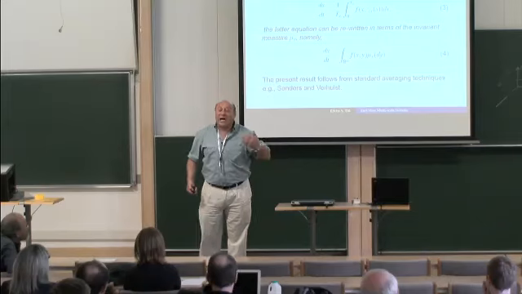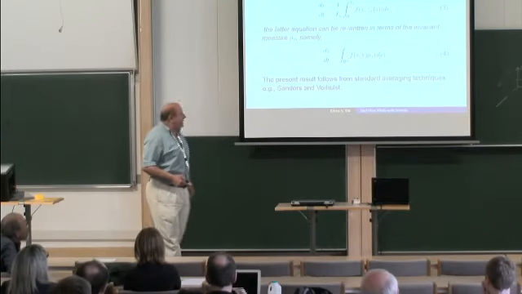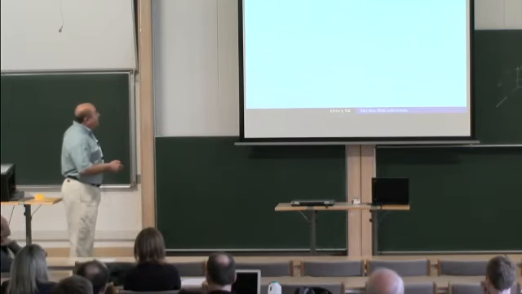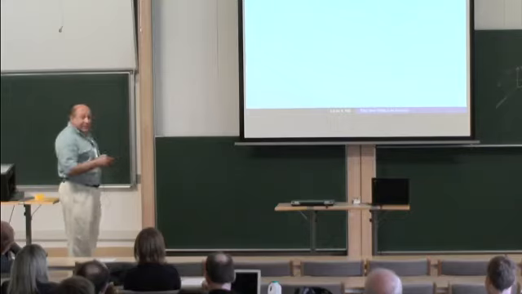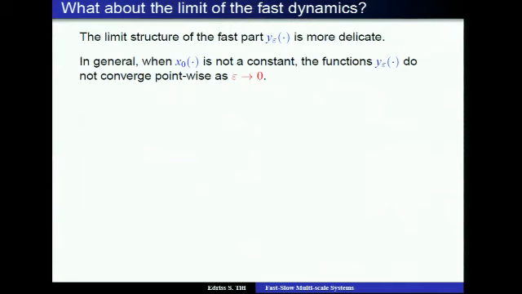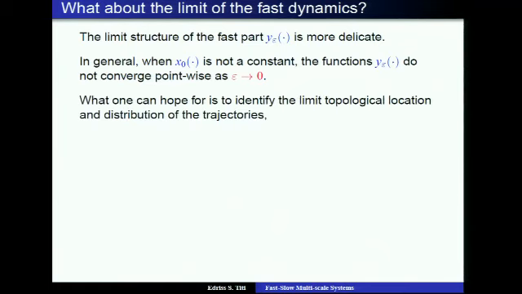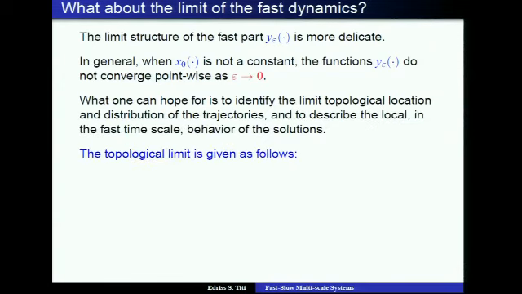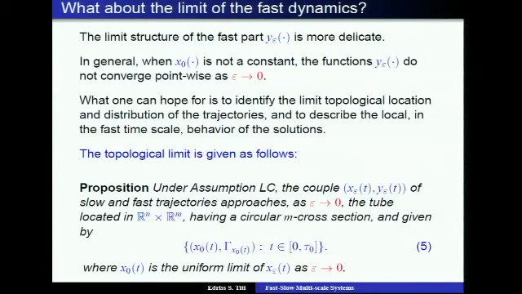What can I do with it? How can I use it? This is something to be able to do. So the limit structure of the fast dynamics is more delicate, as I said. In general, if x0 is not a constant, y epsilon does not converge pointwise. What one can hope is to identify the limit topological location of the trajectory, which, as I said, is a tube. So the topological limit would be tubes. You expect x epsilon, y epsilon to converge to trajectories which are like tubes.